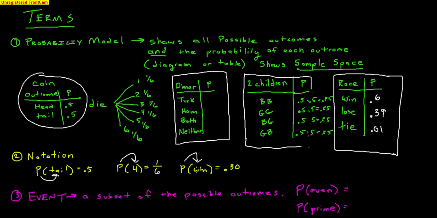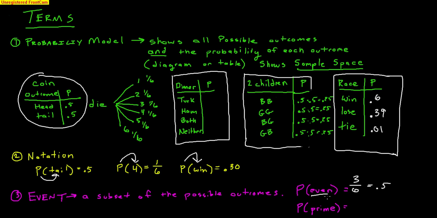outcomes. So let's go back to rolling a die. When you roll a die, individually, you can get a 1, a 2, 3, 4, 5, or 6, but an event could be something like rolling an even number. There are 3 of the 6 outcomes that are even, 2, 4, 6, so the probability would be 3/6 or 50%.